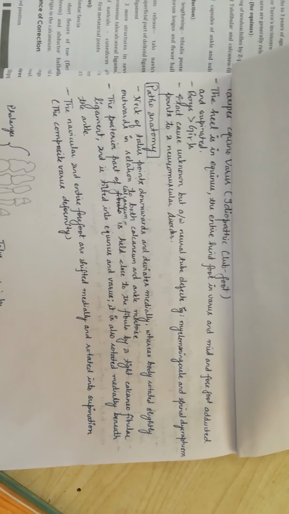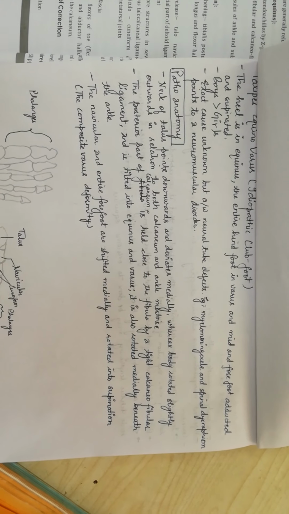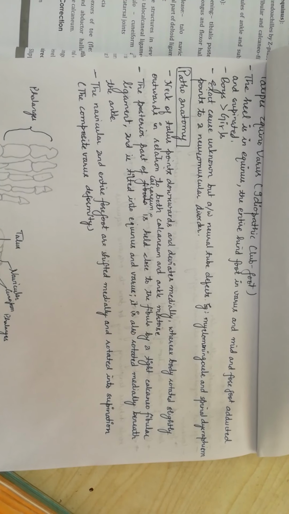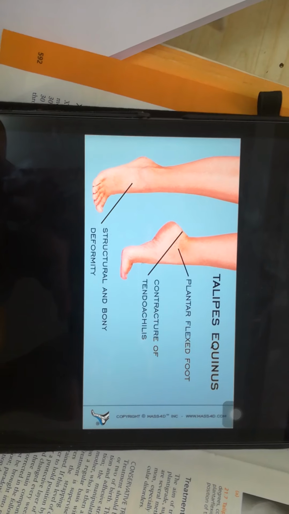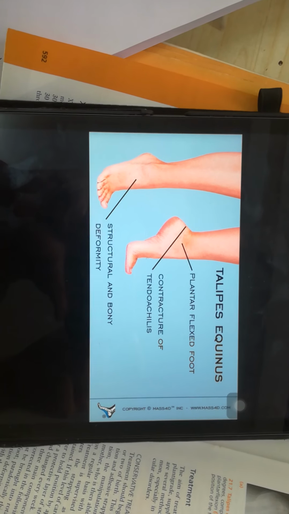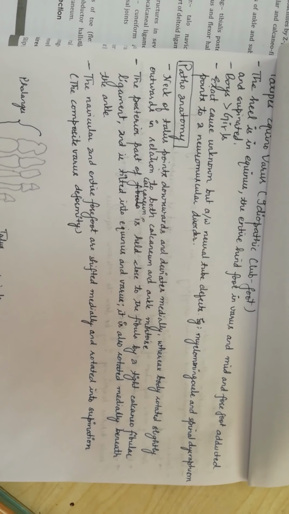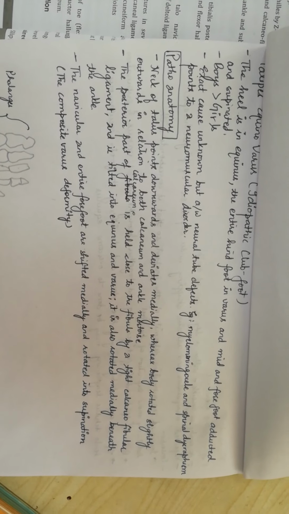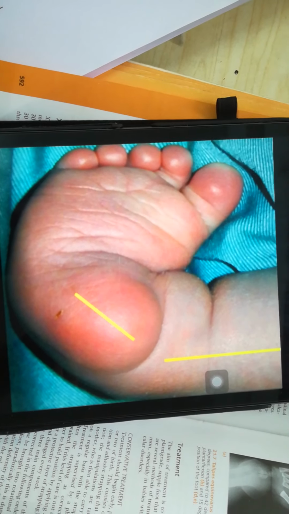The disease we are discussing today is congenital talipes equinovarus, also known as idiopathic clubfoot. Here the heel is in equinus, which means the foot is plantar flexed, and there is contracture of the tendo Achilles. The entire hindfoot is in varus, and the mid and forefoot are adducted and supinated, as we can see in this picture.